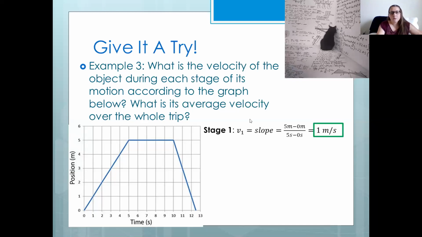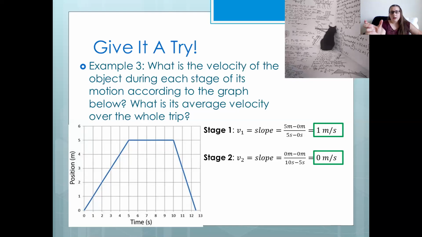So stage 1, that first part of the graph, the slope of that would be, if we look at the change in position, it's going 5 meters in 5 seconds. So that gives us a slope of 5 over 5, or 1 meter per second.